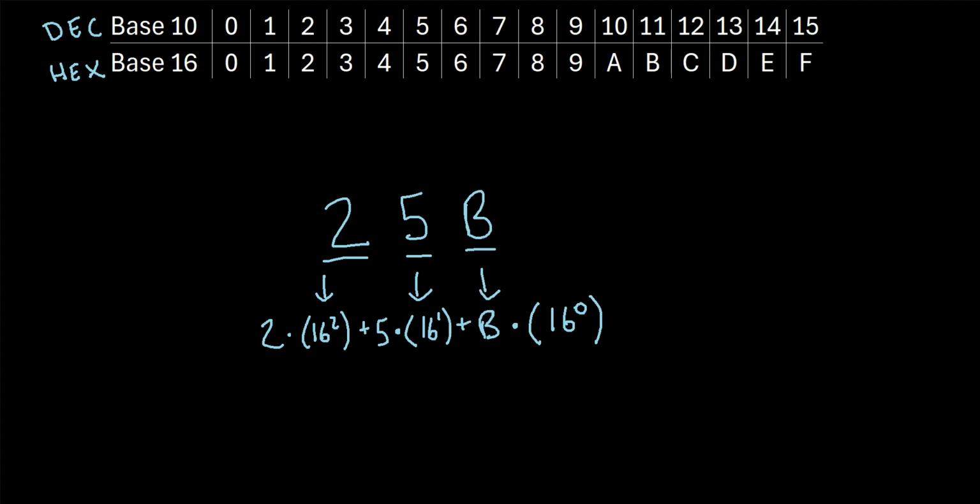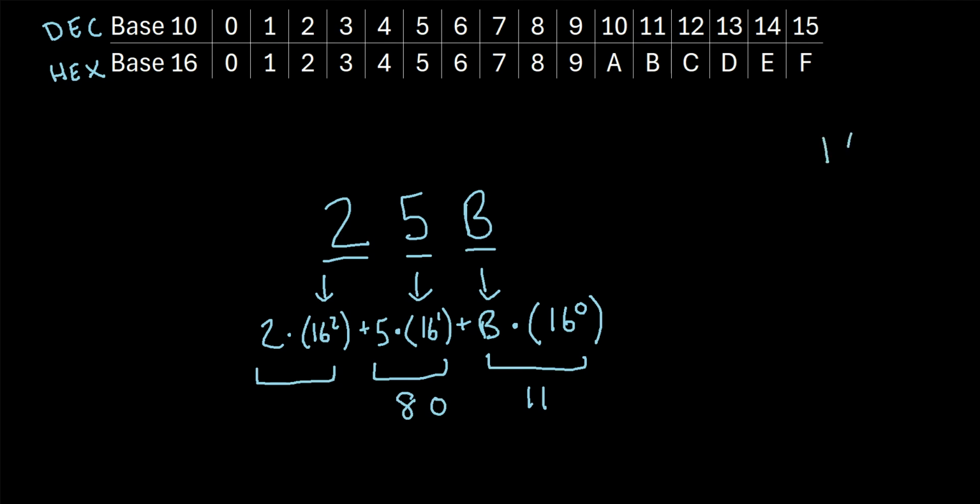So here we have 16 to the 0, which is just 1. So we have B times 1. Well, what is B? B is 11. So 11 times 1 is just 11. All right, next we have 5 times 16 to the first power. So 16 to the first is just 16, and 5 times 16 turns out to be 80. And then lastly, we have 2 times 16 to the second power, or 16 squared.